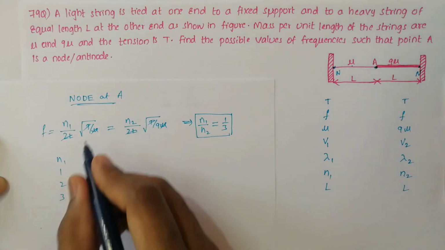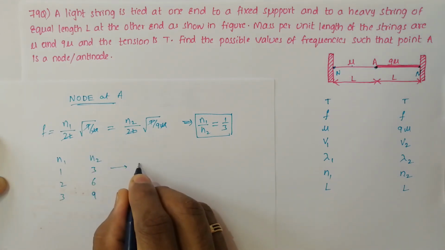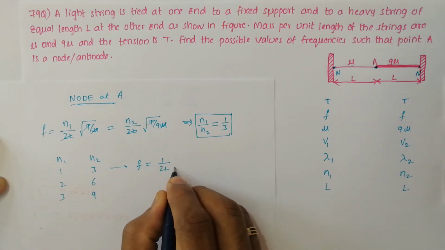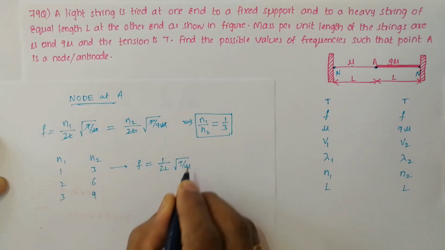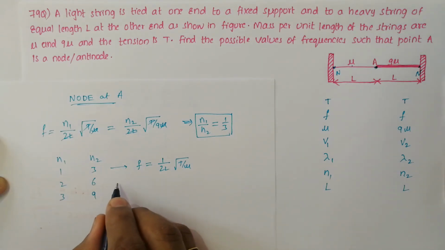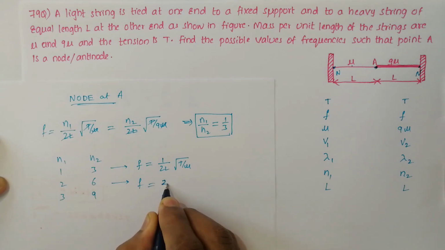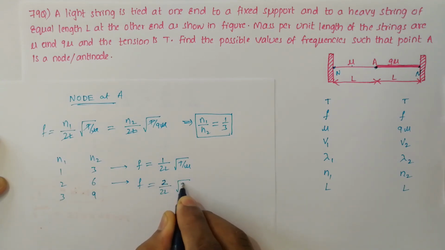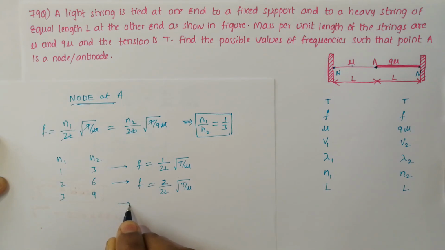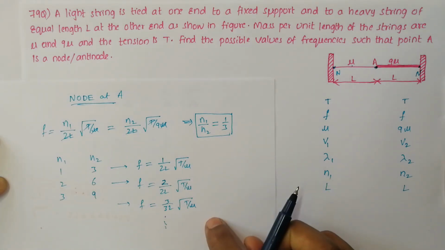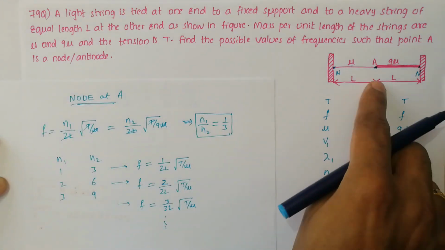So let us substitute the values back here. In this case the frequency possible is 1 by 2L into under root T by mu. And next, here f is equal to 2 by 2L into under root T by mu. Next, 3 by 2L into under root T by mu. So these are the possible frequencies and so on. These are the possible frequencies for a node at A.